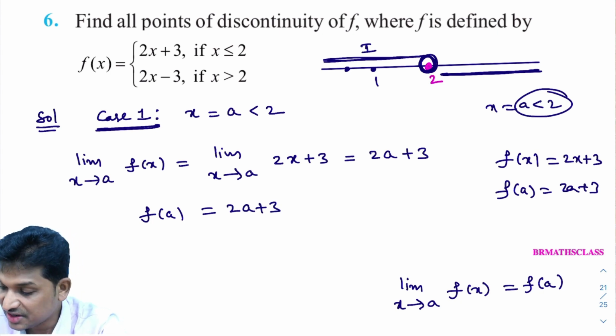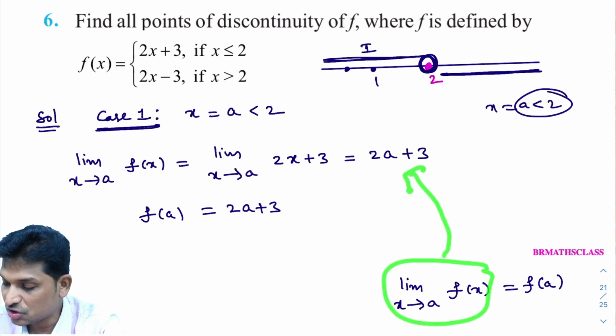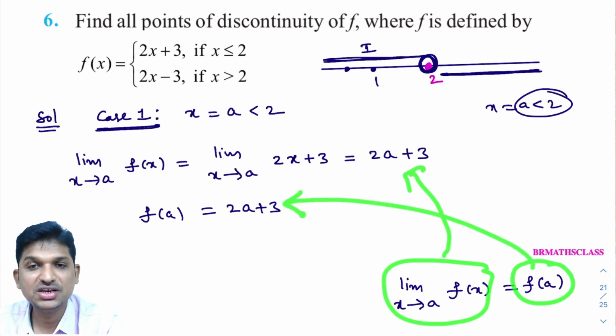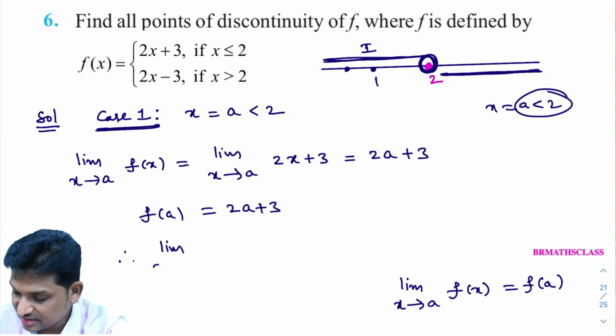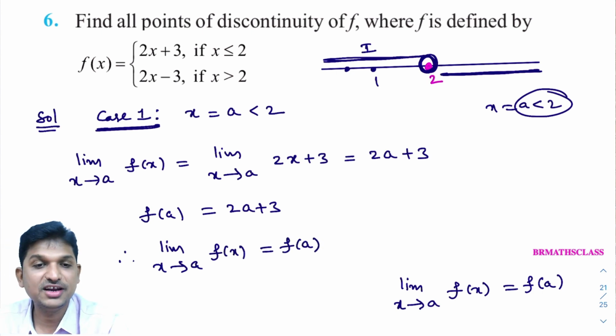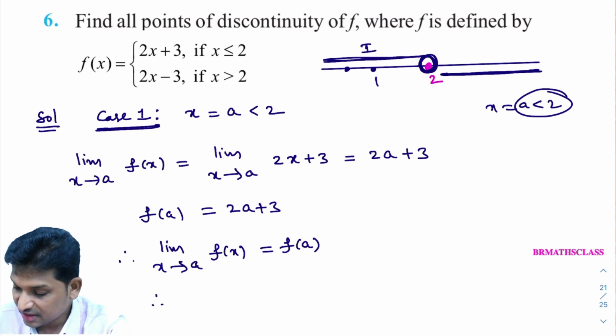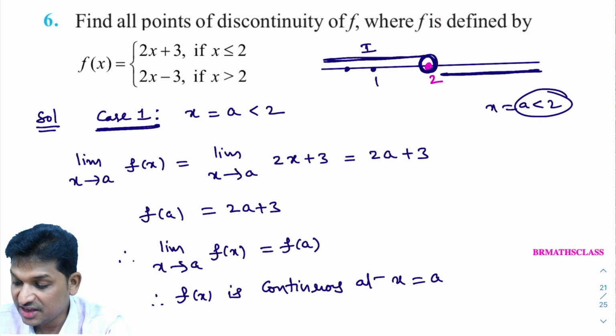I hope you are understanding. So what happened? I calculated the limit as x approaches a of f of x and got 2a plus 3. I calculated f of a and got 2a plus 3. What is the conclusion? Yes, the limit as x approaches a of f of x equals f of a. Therefore, I can say, listen please, that f of x is continuous at x equal to a.